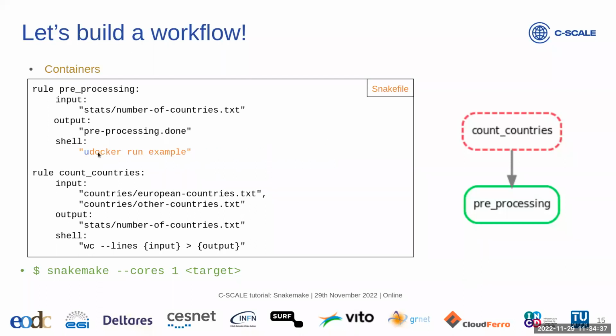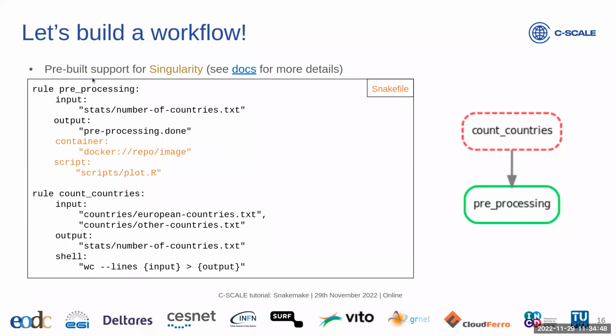You can also run Docker if you want to, even uDocker, which is the user space version of Docker. And there is even pre-built support for Singularity. Pre-built because you can specify container and you specify the container image here, and you can then specify script and you basically run that script inside the container. So I believe that's a very nice integration in Snakemake. And I add the links to the docs for further information in that slide.